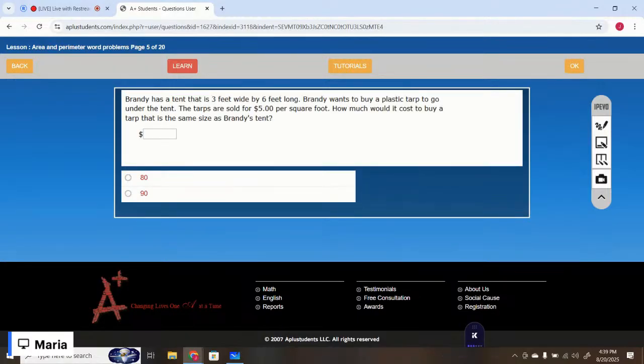Brandy has a tent that is 3 feet wide and 6 feet long. Brandy wants to buy a plastic tarp to go under the tent. The tarps are sold for $5 per square foot. How much would it cost to buy a tarp that is the same size as Brandy's tent?